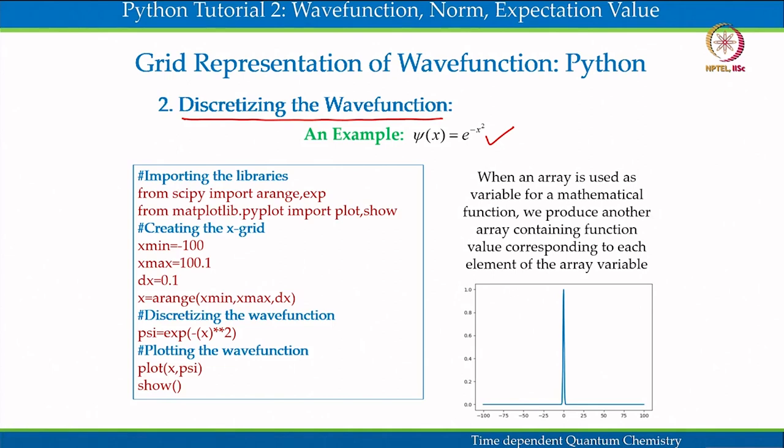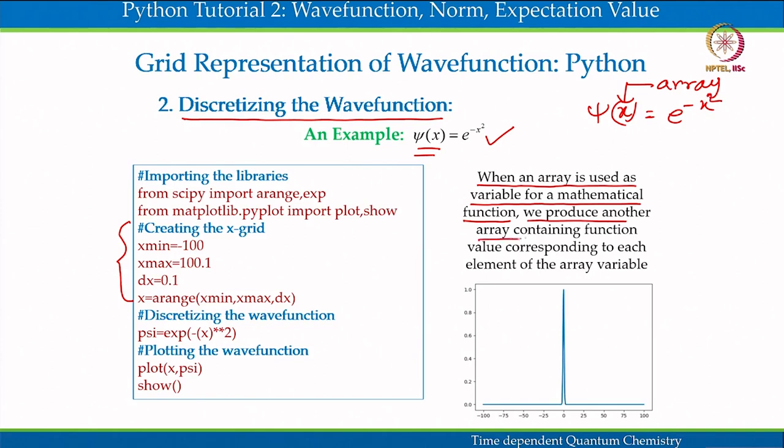So the first part of this programming is quite understandable now. We have created the x grid first, and then we have to discretize it. When you are discretizing it, it is very simple. When an array is used as a variable for a mathematical function such as this psi x, so x is an array, if we directly write psi x equals e to the power minus x square, then we produce another array containing the function value corresponding to each element of the array variable.